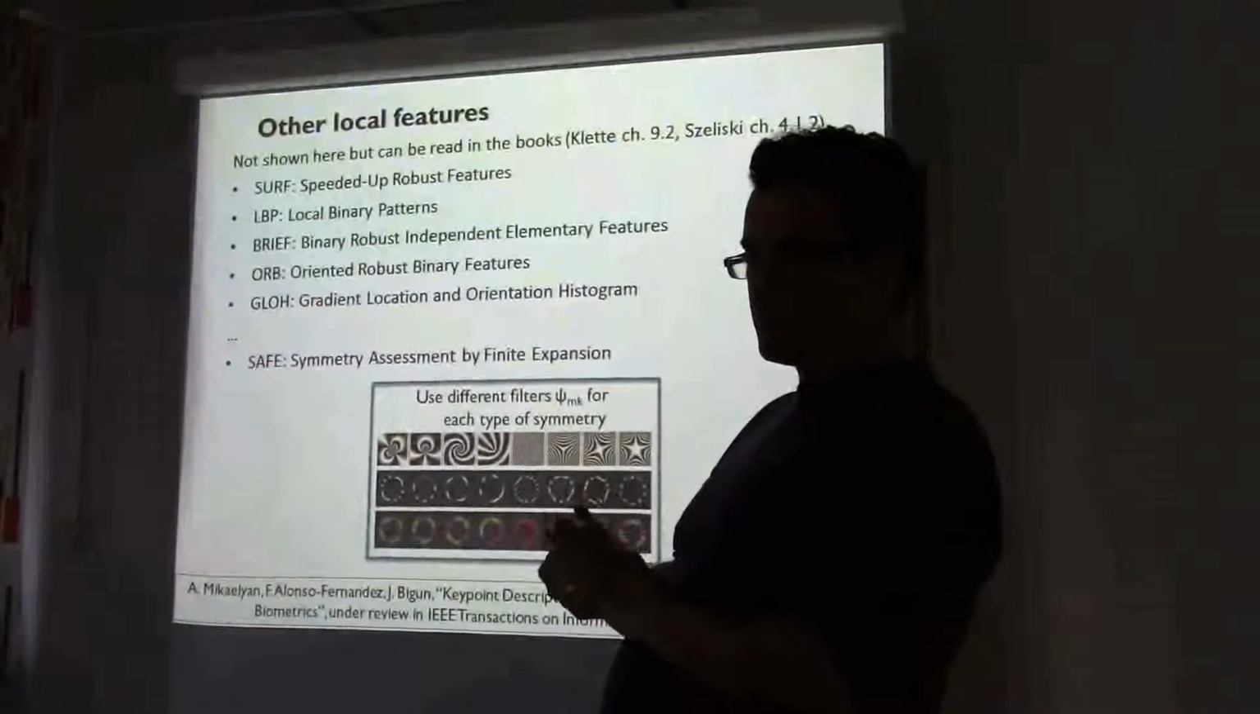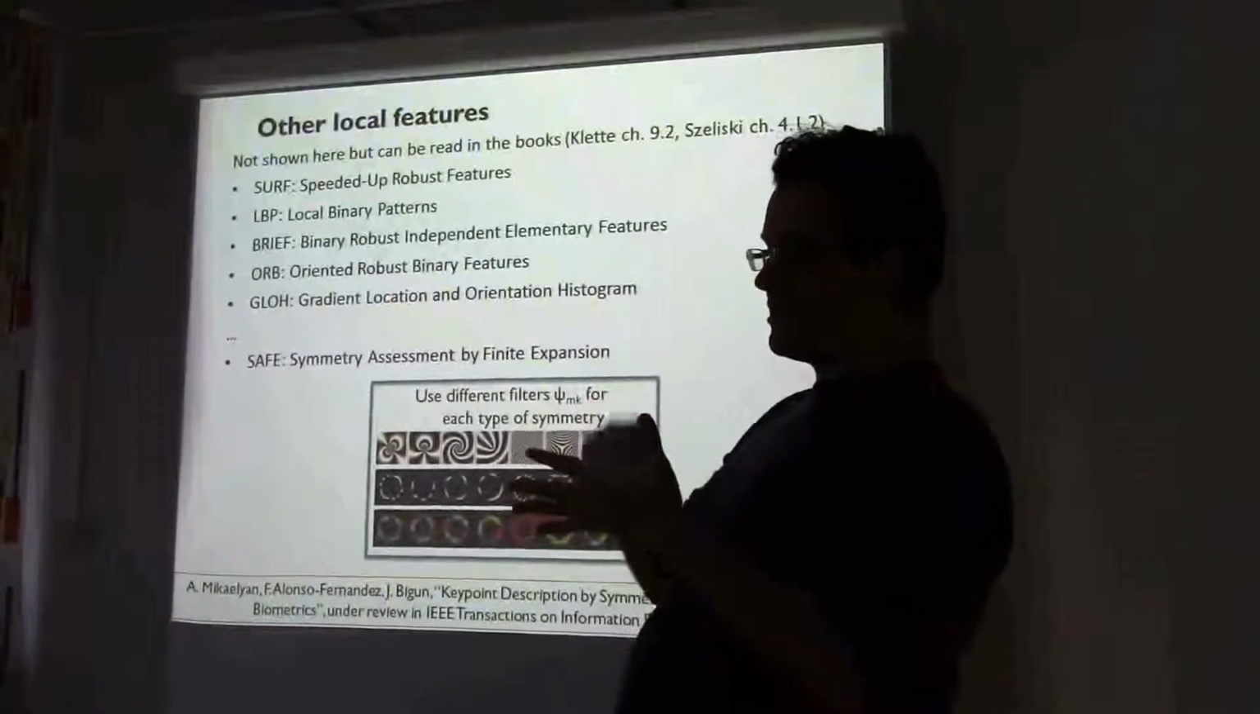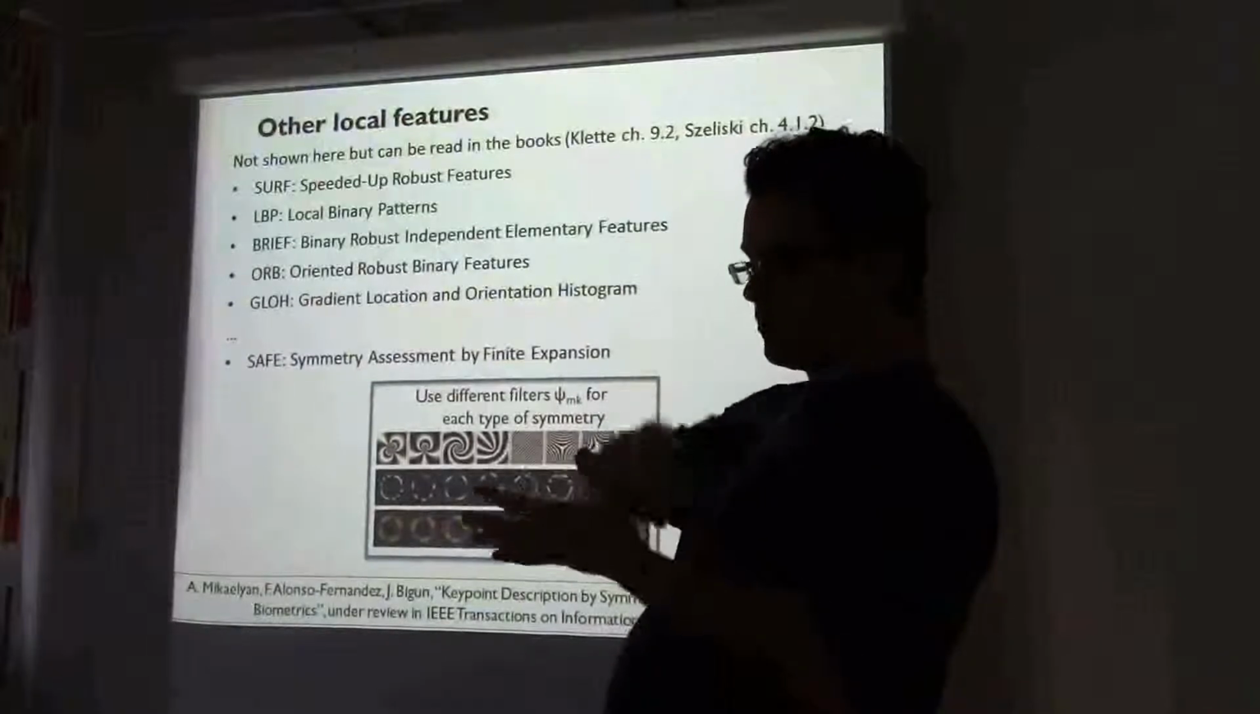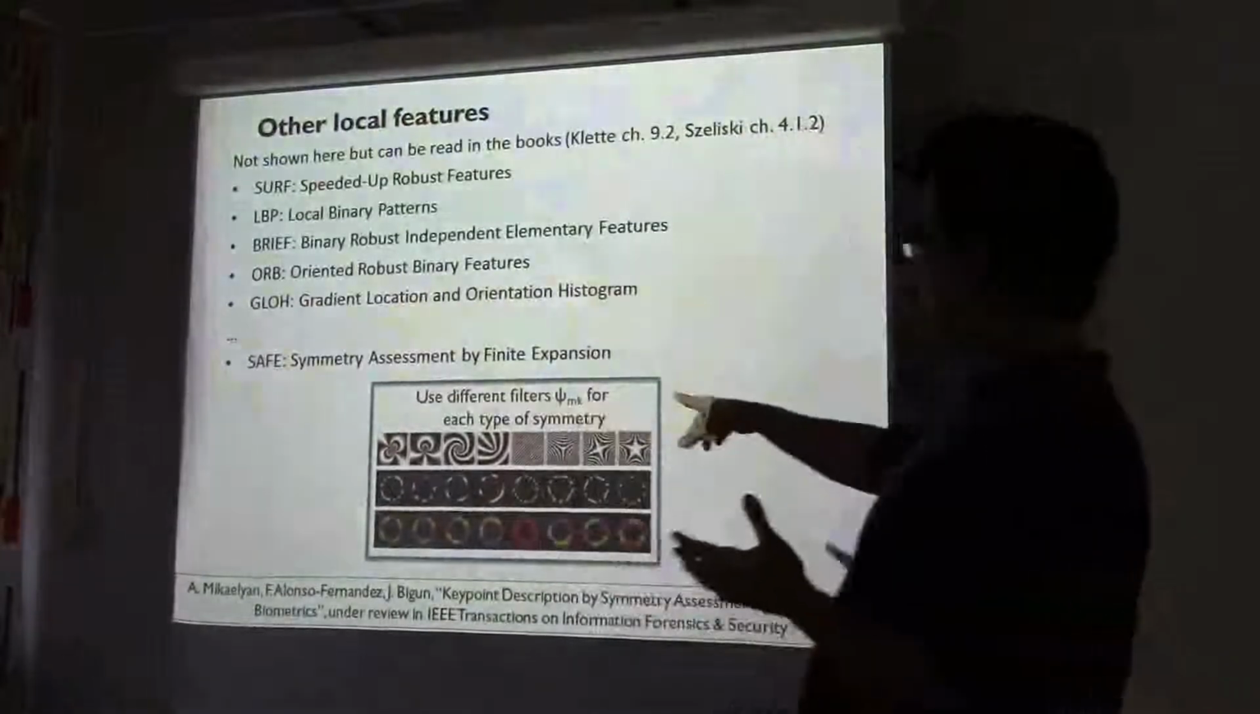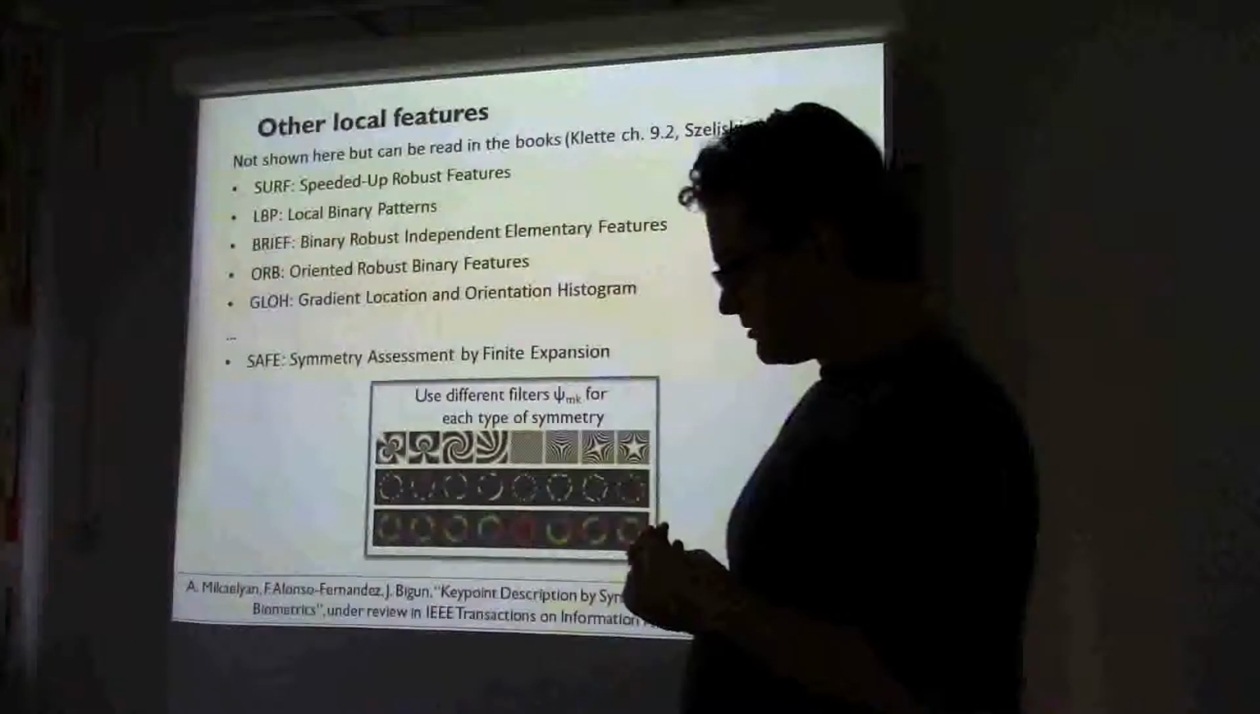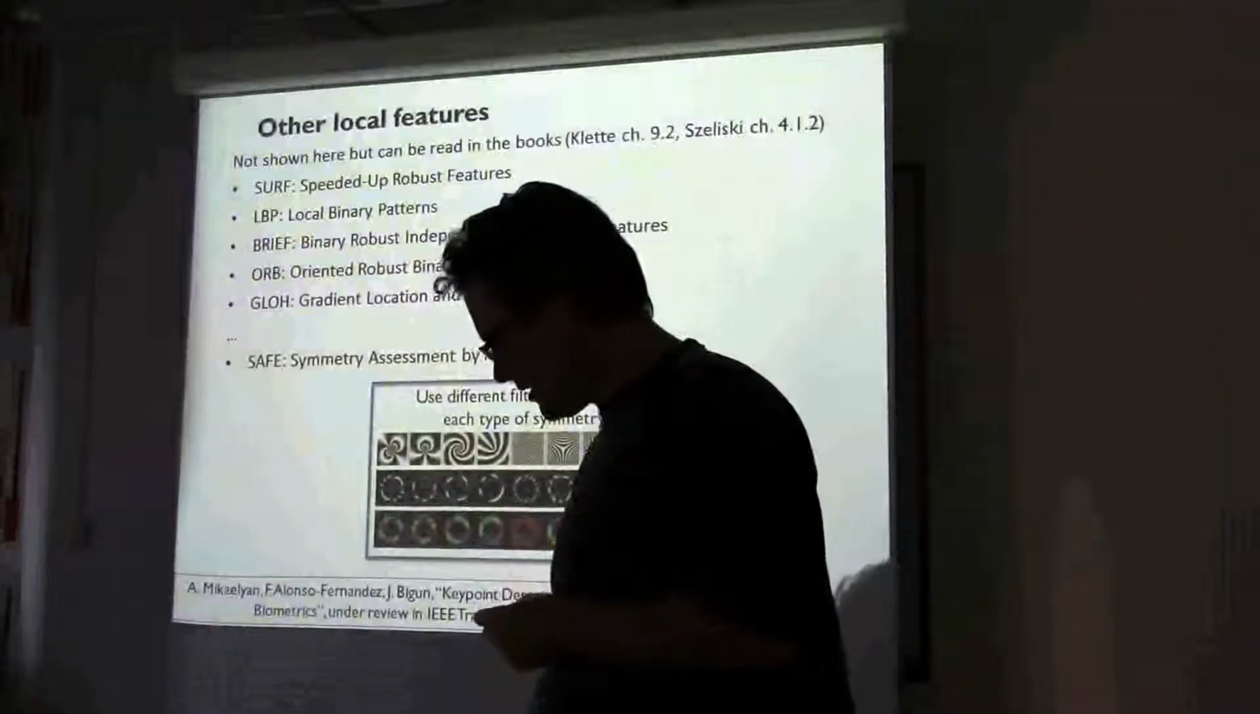You are using fingerprints, right? So you use bifurcations and endings in fingerprints, and then you look at how many of these symmetries are around.